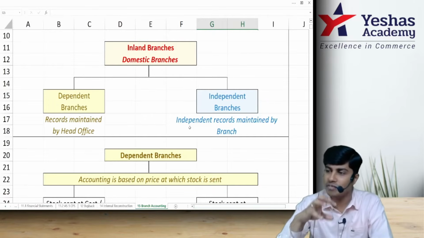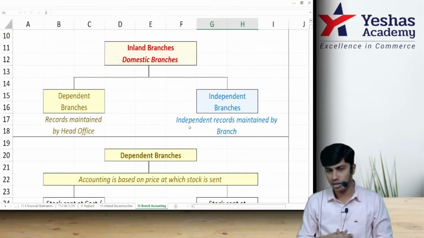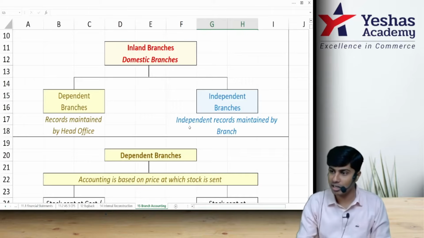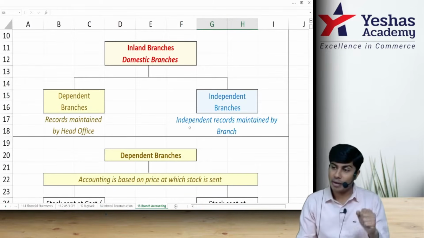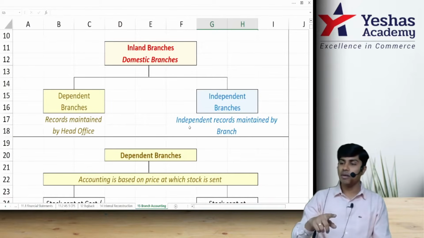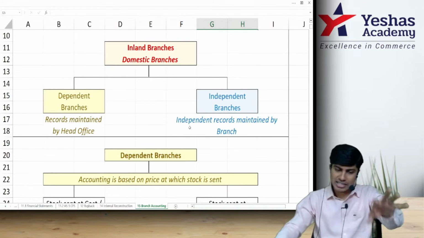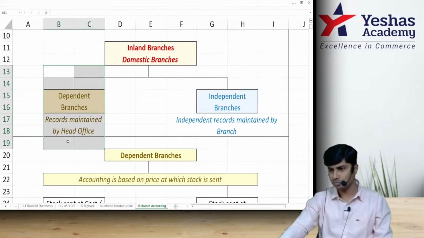In this topic we decide a branch as a dependent branch if the branch does not have accounting, and the accounting of the branch should be done by the head office. On the other hand, if the branch has an accountant and can do its accounting on its own, it will not be called a dependent branch, it will be called an independent branch. Right now our discussion is focused on the dependent branch. Later we'll come back to the independent branch.